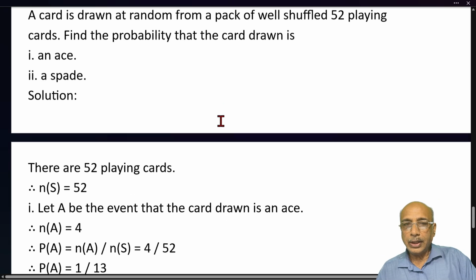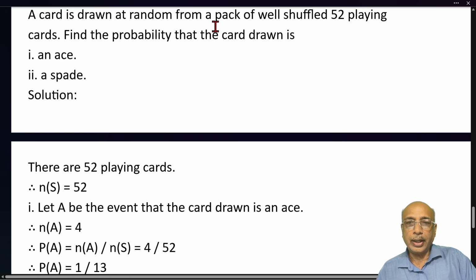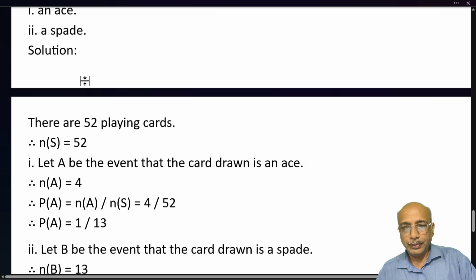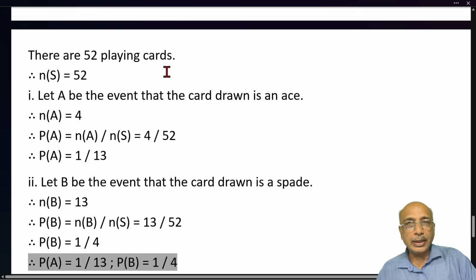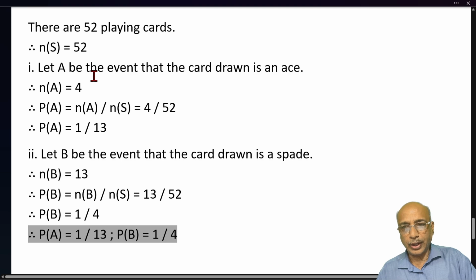Next problem. A card is drawn at random from a pack of well shuffled 52 playing cards. Find the probability that the card drawn is an ace, a spade. So there are 52 playing cards, so n of S will be 52. No need of writing all the numbers there. You can write this sentence. So the set will be 52 playing cards.